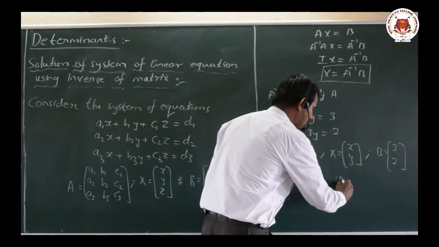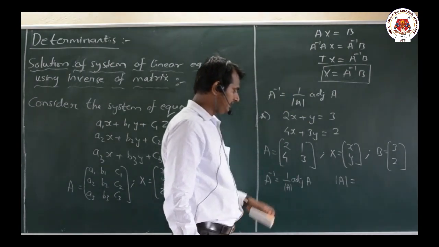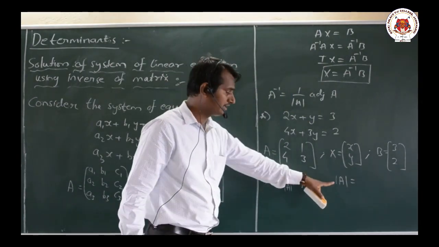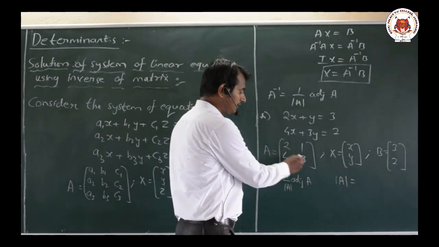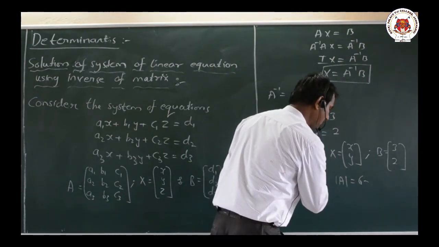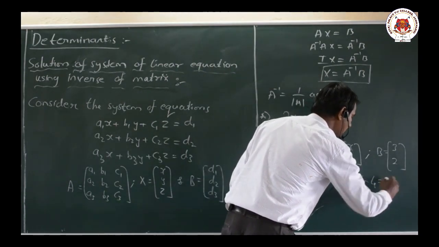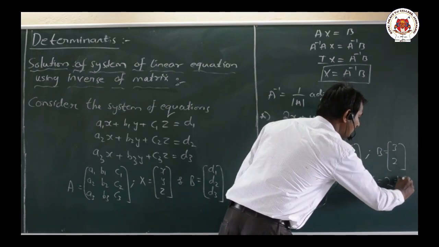That means I require to find the determinant of A value. Here the matrix A is provided, we require to find the determinant of A. What we get? 2 into 3, 6, minus 4 into 1, that is 4. The value will be 2, and it is not equal to 0.